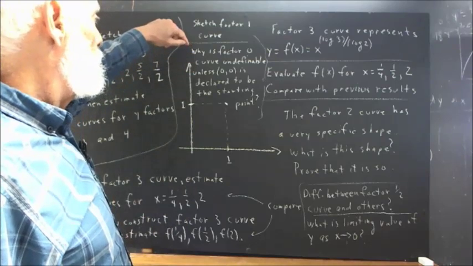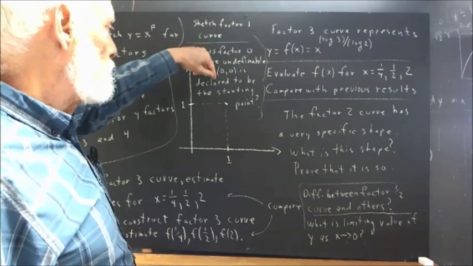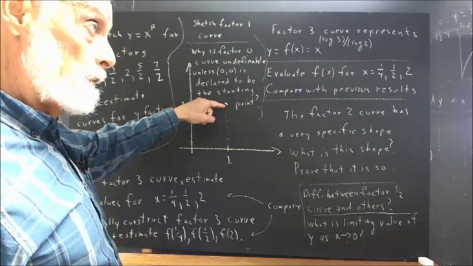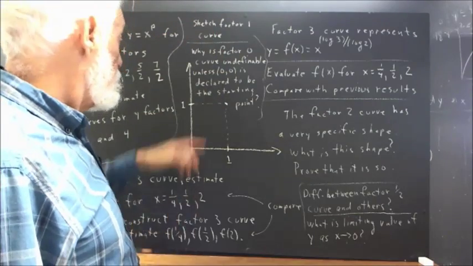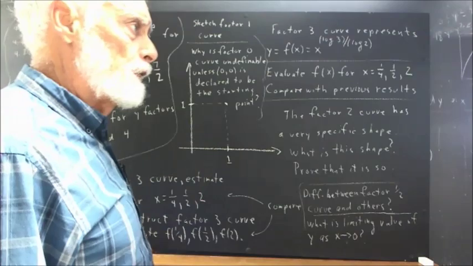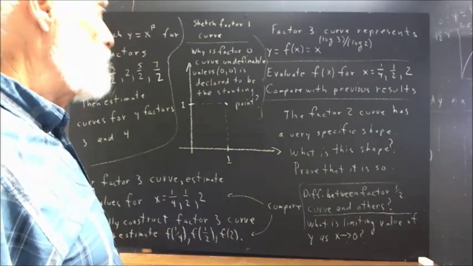And then, why is the factor 0 curve undefinable unless 0, 0 is declared to be the starting point? In other words, if we start with 1, 1, as we have with all the others, what's weird about the factor 0 curve? And is it really a curve even?